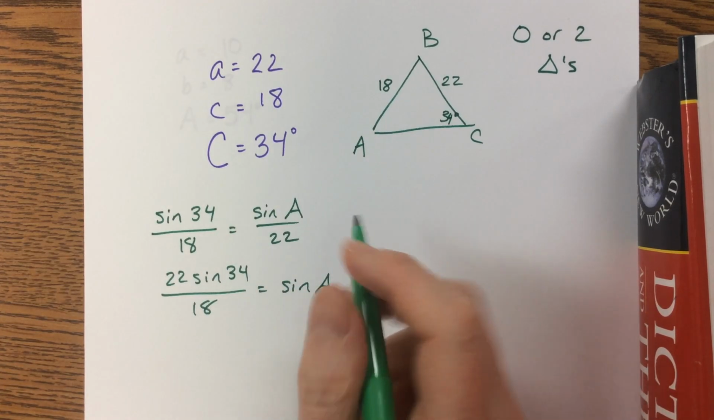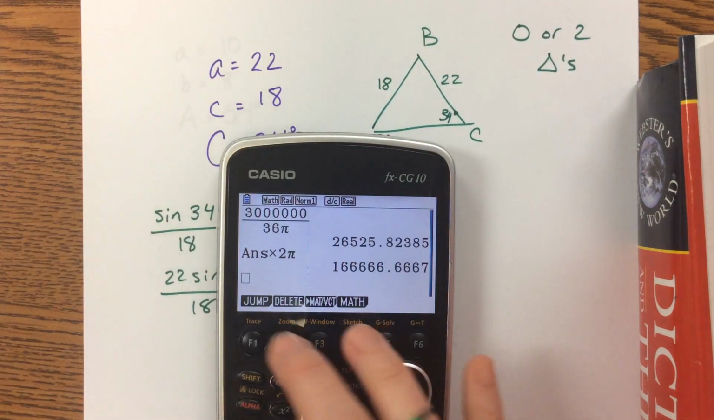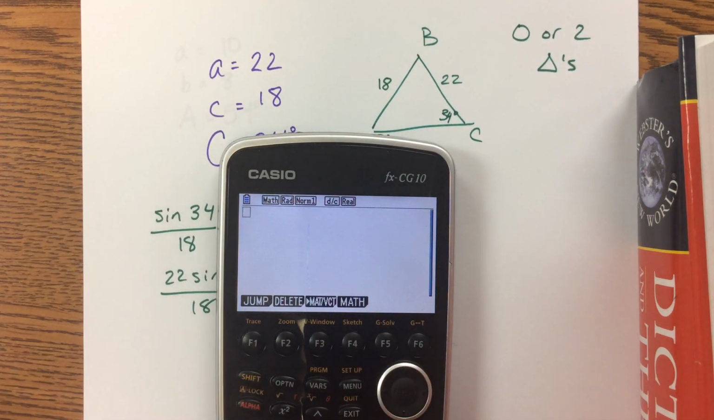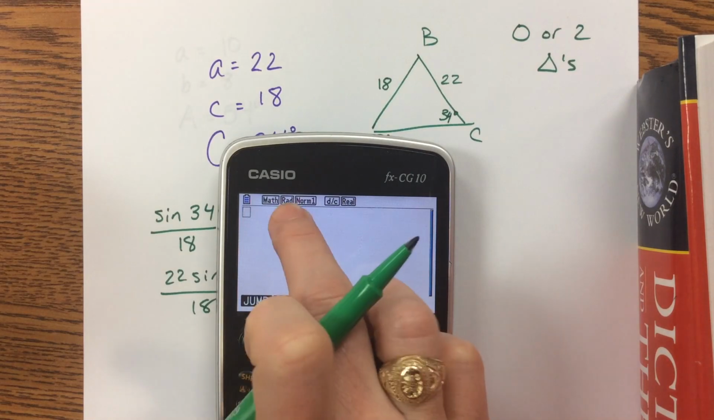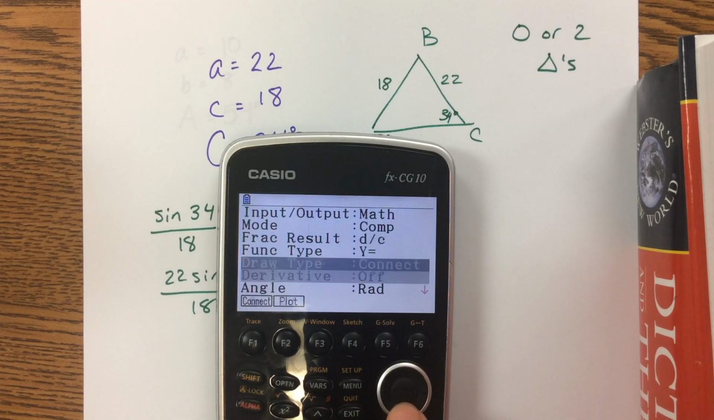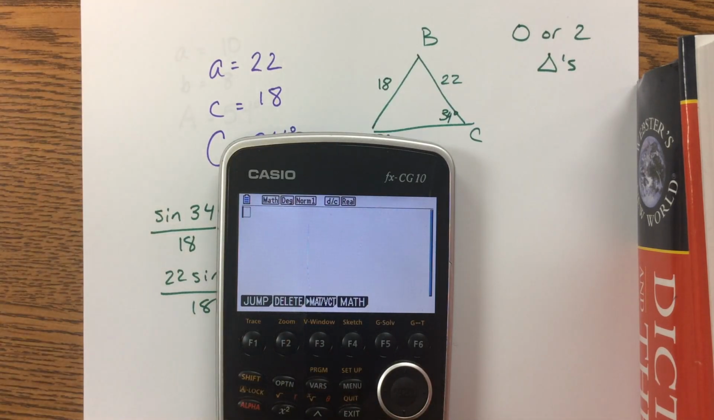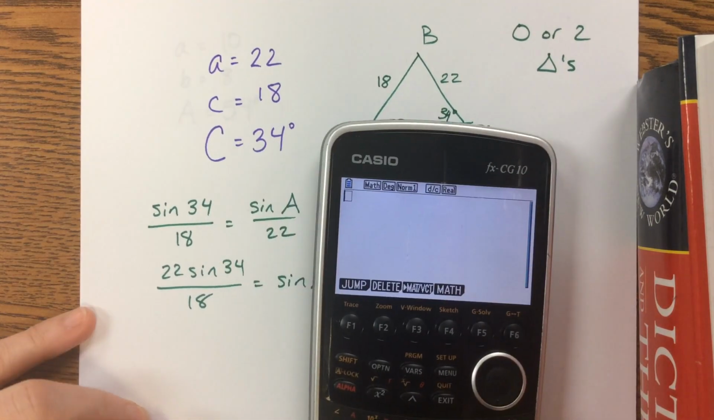And here is where I have to open my calculator. You'll notice I've been doing arc length. I am in the wrong mode, so be careful. We're going to go back into the world of degrees. So I go to setup and come down to degrees. They could give you these problems in radians, but they rarely do.